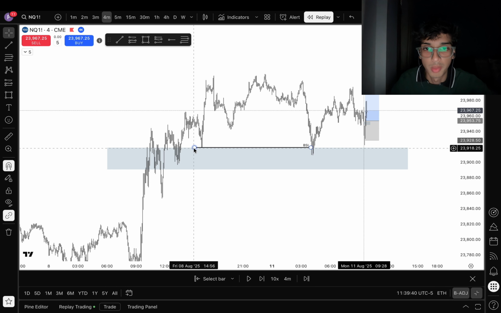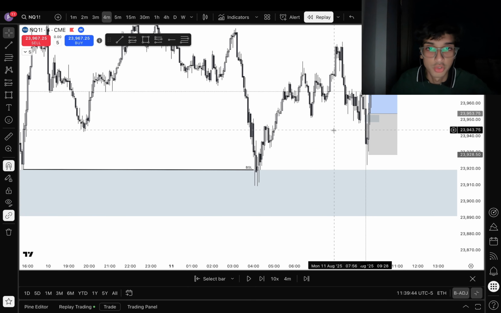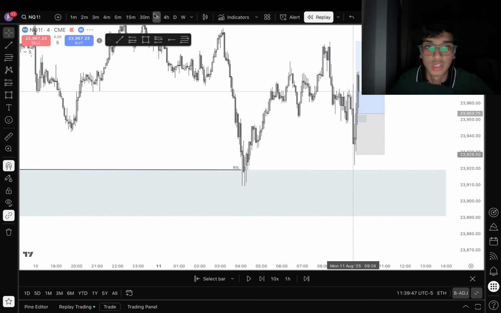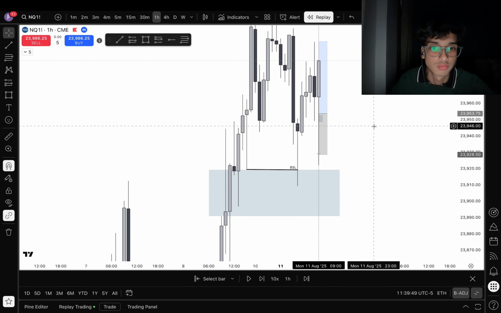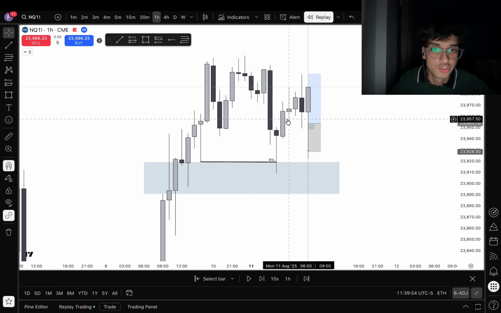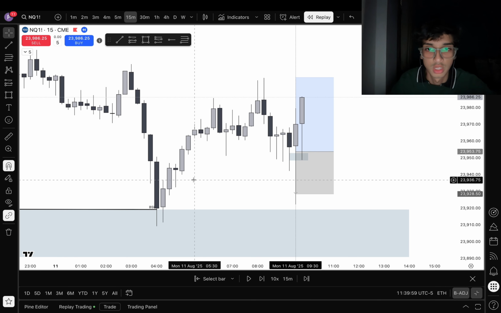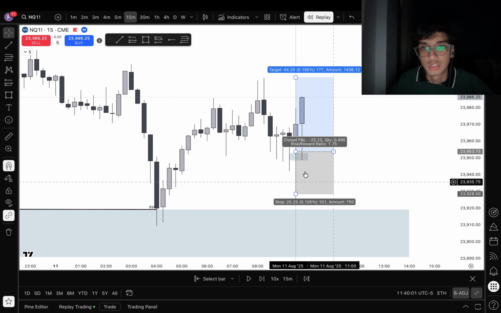We rebalanced, pulled back to this 4 hour unfilled inefficiency. Again, having a nice push up toward the buy side. Ran through this 1 hour bearish FVG, which gave me bullish confirmation for my bullish bias. Ended up sweeping all the sell side.